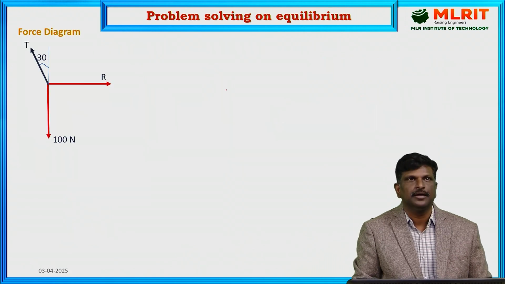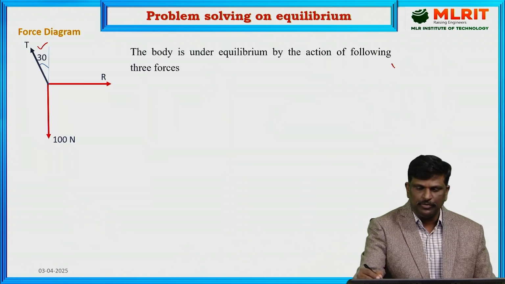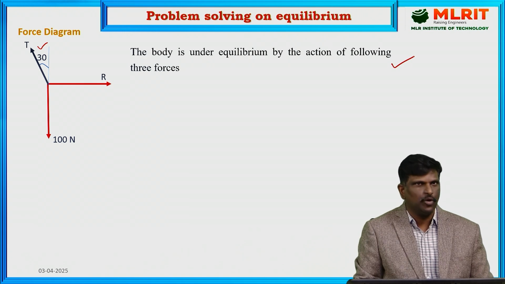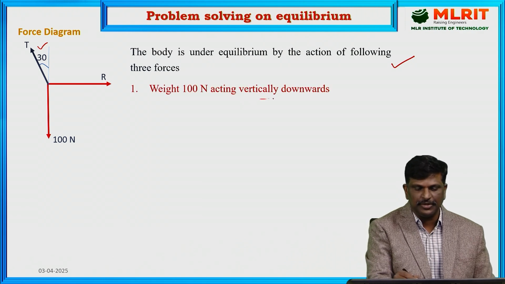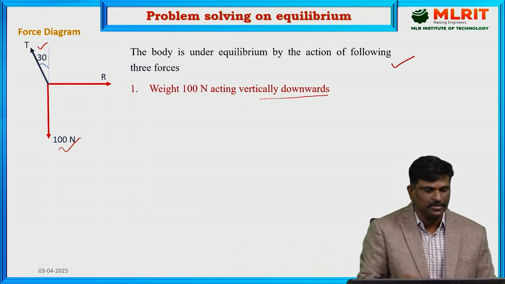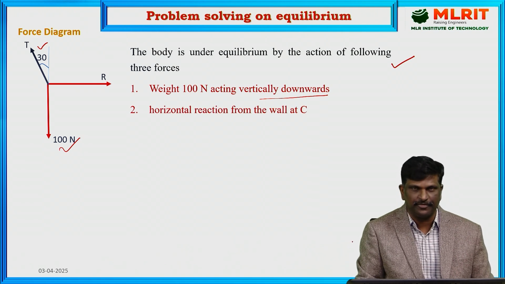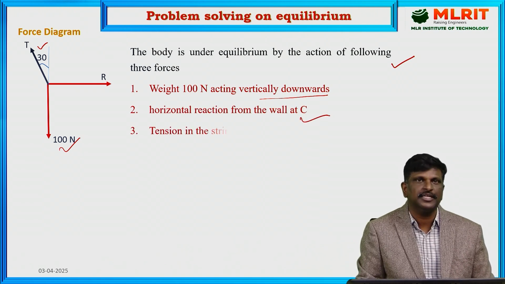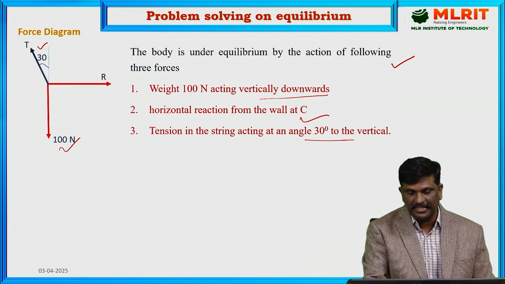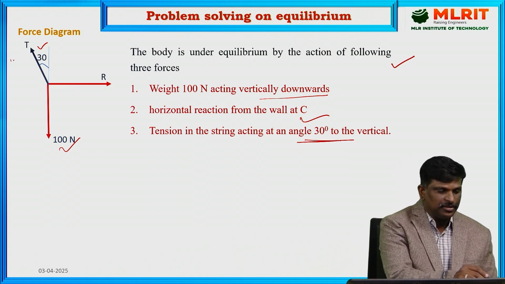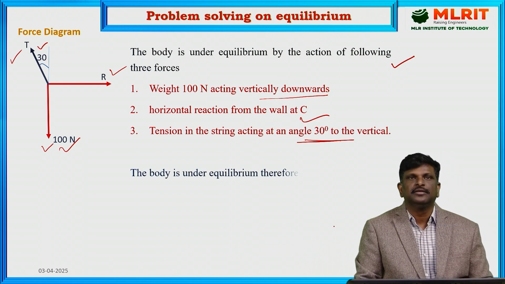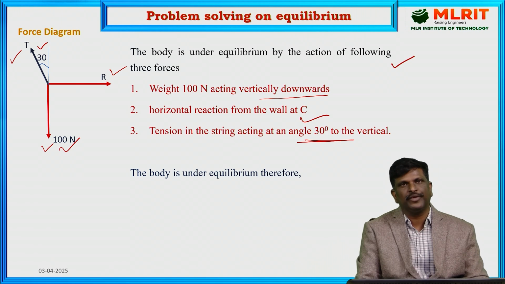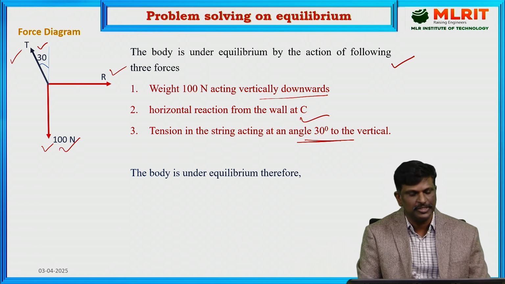Right. After knowing the direction, now let us examine the body under equilibrium by the action of three forces. What are the three forces? The weight 100 newtons is acting vertically downwards. The reaction is horizontal from the wall at C, and the tension in the string is at an angle of 30 degrees to the vertical. By the action of these three forces, the body is under equilibrium. Now, since the body is under equilibrium, we can apply the equations of equilibrium to this body.